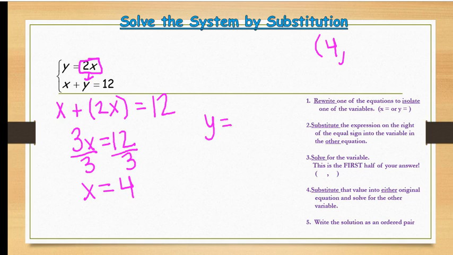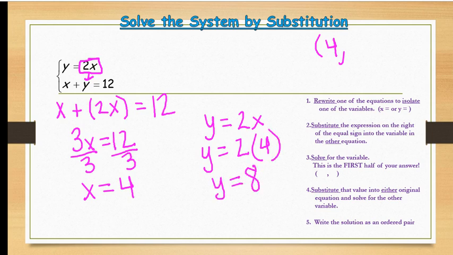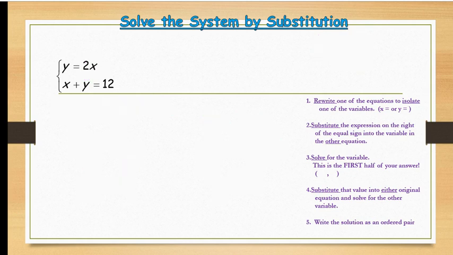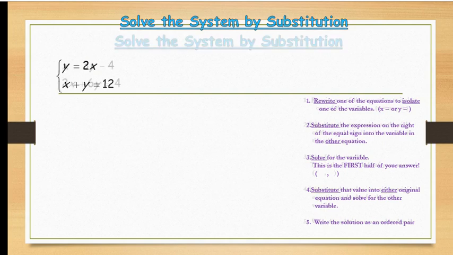I get y equals 2x. So I'm going to take the 4 and plug it in for x. So y equals 2 times 4, and so y equals 8. I'm going to put an 8 there. And that's it. That's your solution to that system. Okay? So let's move on to another example.